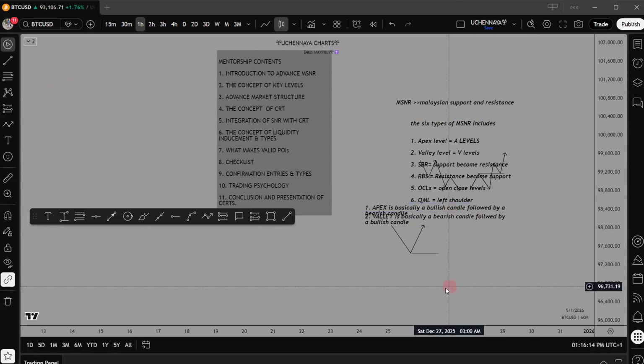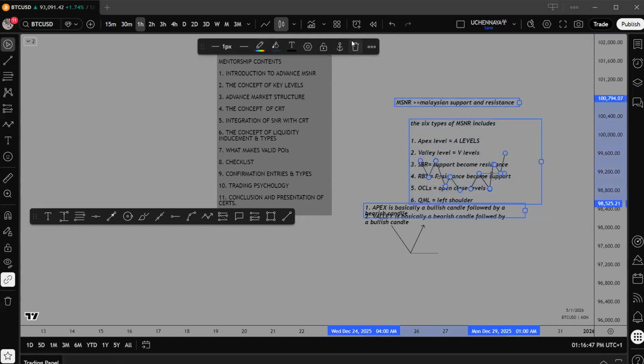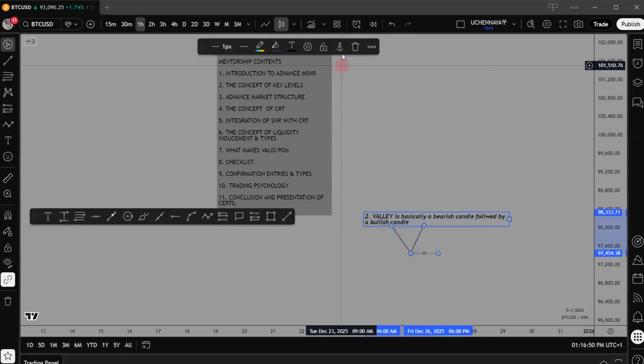I hope it's okay if I clear this chat. Does anyone have any question on these 6 types of MSNR? Anybody? No, sir. Okay. So it's pretty clear. All right, let's just go ahead to clear the chart and then look at the concept of key level.